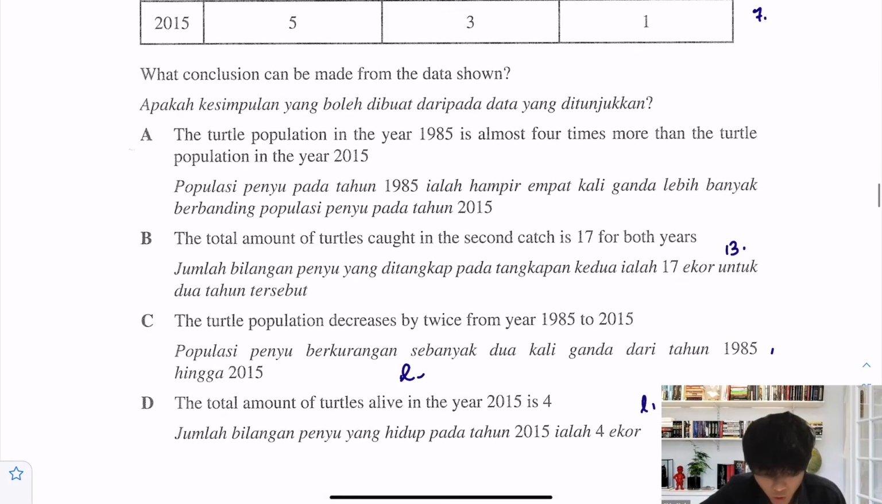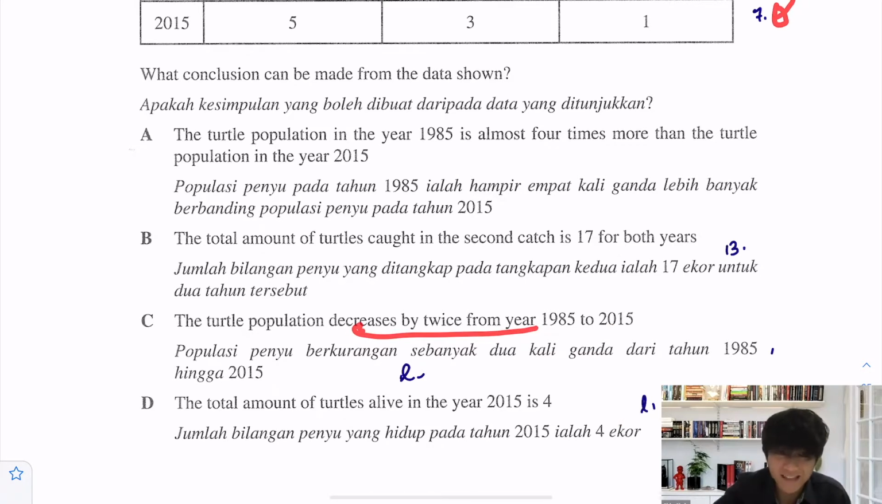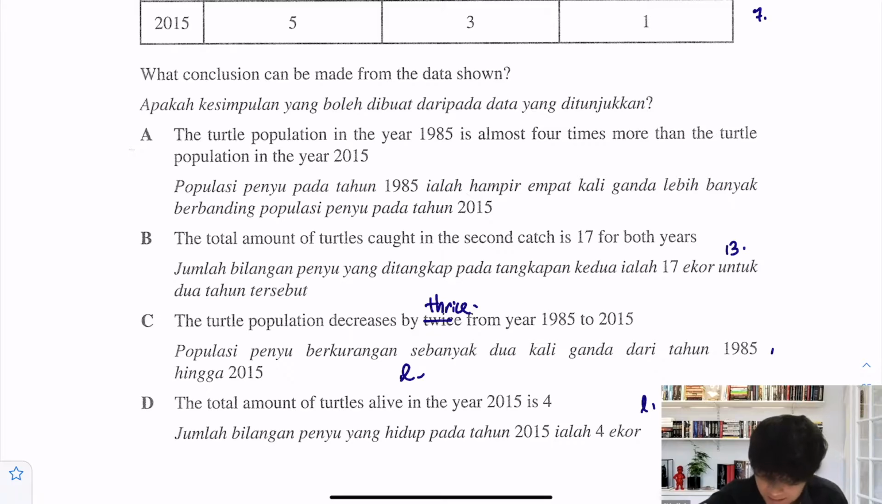Okay, but I'm not so sure why in the answer it's about 4 times. So B, C, D is definitely wrong because the turtles did not decrease by twice, they decreased by 3 times at least. Okay, so it decreased by thrice at least. Okay, in 7 is 17 for both years.